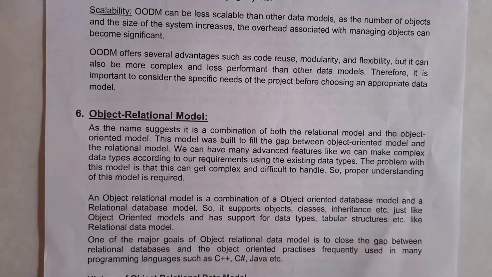Guys, normally in order to create a database, we need to use structured query language. But whereas in the object-relational model, for example, if you consider Java, C++, Python, all these are object-oriented programming languages. By using these programming languages themselves, we can create a database and we can manage the database. We will represent data in the form of tables.